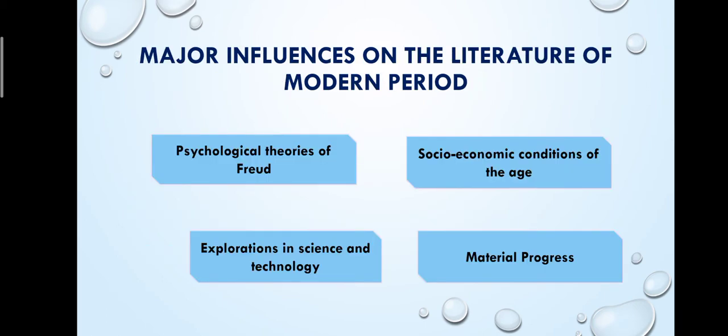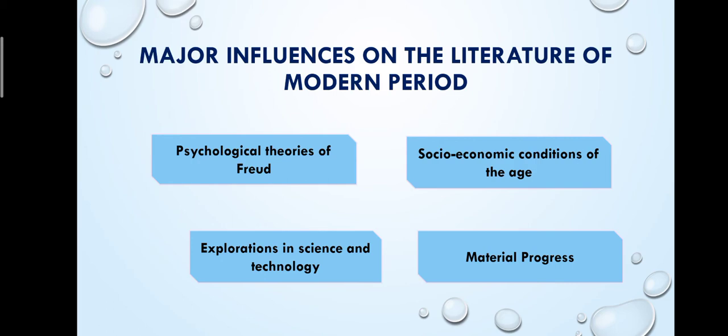Now, let's examine the major influences on the literature of the modern period. New explorations in science and technology, philosophy and psychology undoubtedly influenced the literature of the modern era. The human race started moving faster as a result of the growth of new ideas in politics, material progress, and the invention of new theories of science and technology. One such important influence is that of Freudian psychoanalytical theories, which urged the writers to probe deeper in the psyche, in the mindset of the human mind.